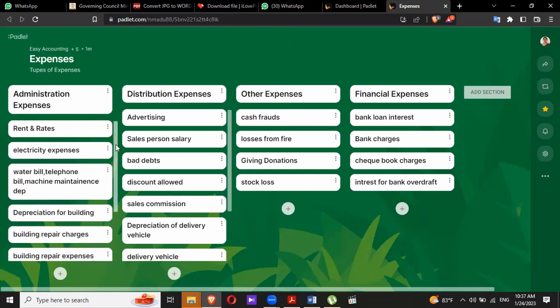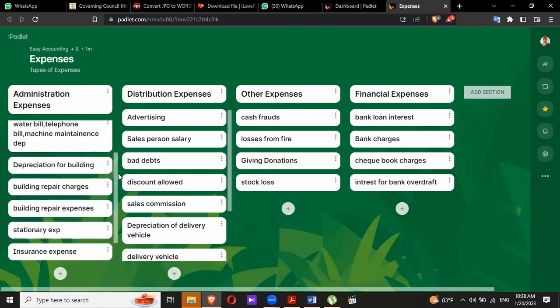Right, we'll see what are the things added to the administration. I told you administration expenses means the expenses which are incurred as a result of conducting general office activities of a business, right? Administration activities of the business. So examples are, first one you have given rent and rates, correct? Electricity expense, correct? Water bill, telephone bill, machine maintenance, and depreciation means machine depreciation, correct? Depreciation for the building, yes. Depreciation, building repair charges, building repair expenses, same thing.